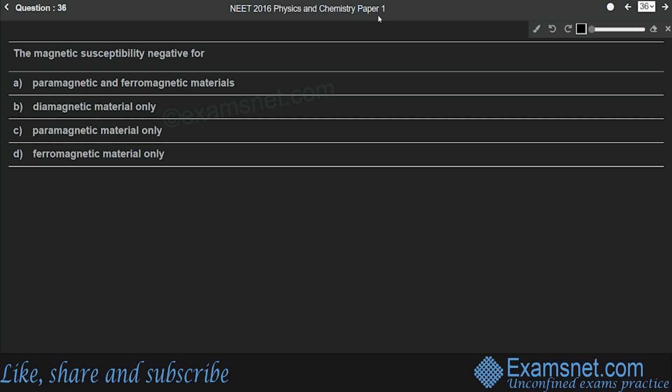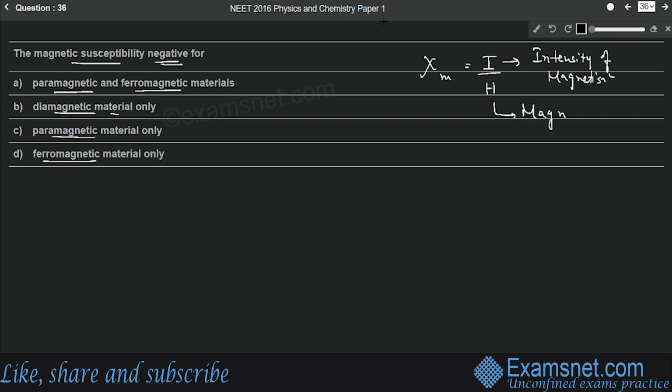Question number 36 is from the chapter Magnetism and Matter, and the question is, the magnetic susceptibility is negative for. Options are paramagnetic and ferromagnetic materials, then diamagnetic material only, paramagnetic material only, and the last one is ferromagnetic material only. Okay. So what is magnetic susceptibility? It is denoted by the letter chi m. Okay. And it is the ratio of I and H, where I is the intensity of magnetization, and H is the magnetizing field strength.